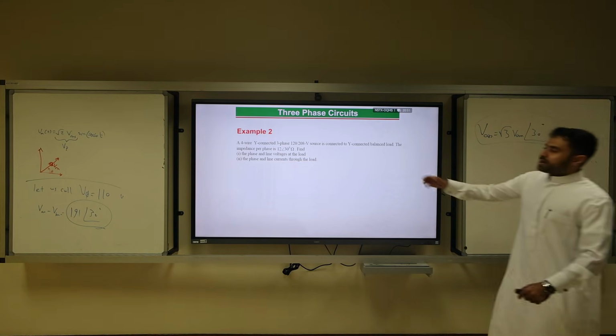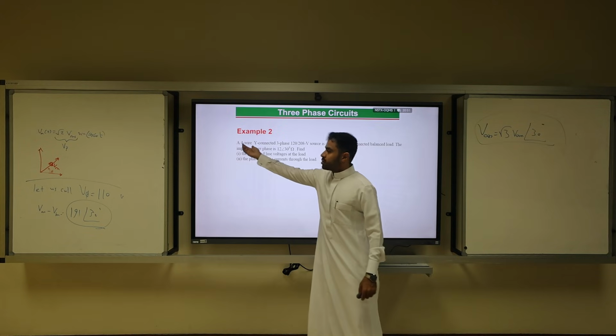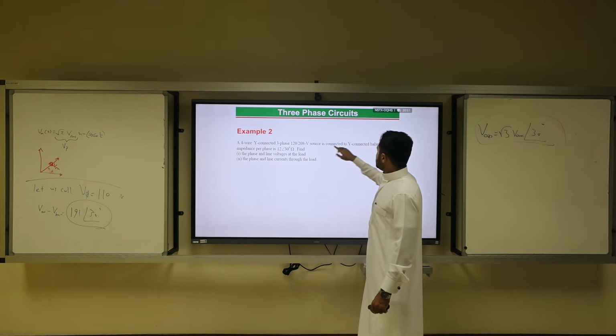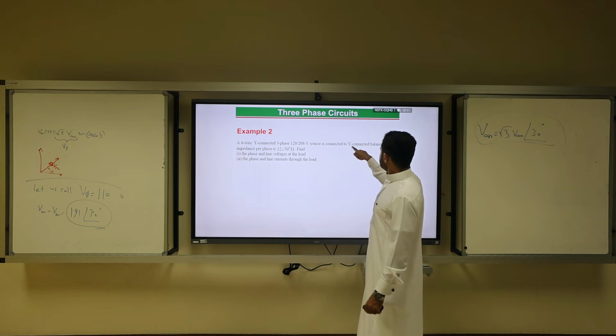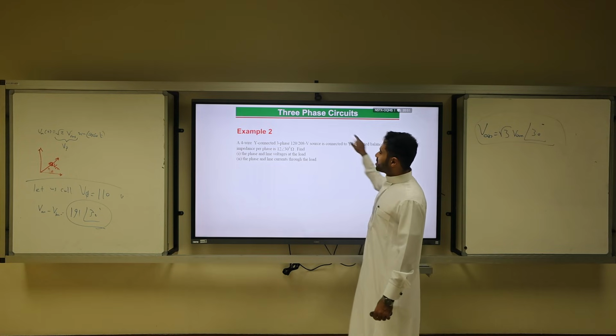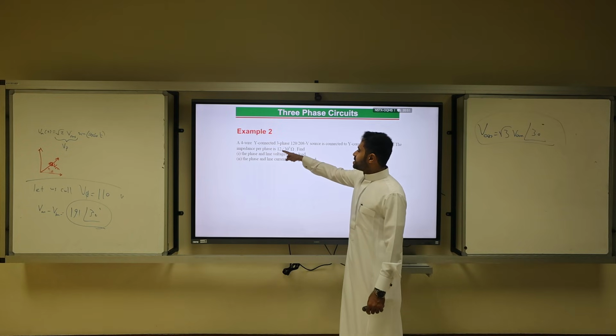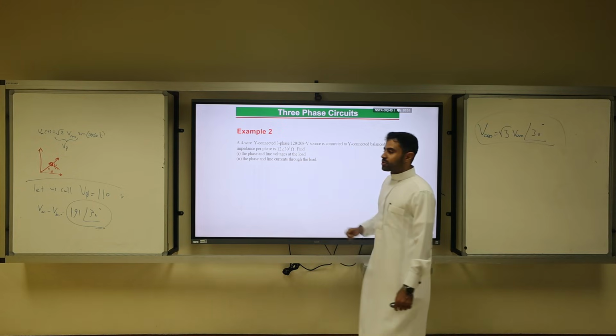Now, is this a 4-wire? Good. So we have a balanced load connected to a Y connected balanced source. So we're connecting Y to Y balanced. And the impedance per phase is 12 angle 30 degrees. So this is the value of Z. Find the phase and line voltage at the load.